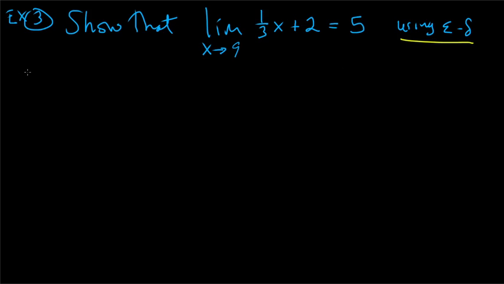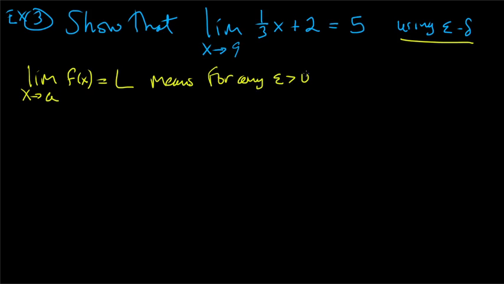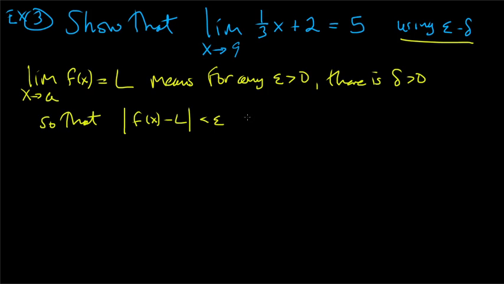Okay, so here's the definition. In fact, let me just write it down in general. The limit as x approaches a of f of x equals L. This means that for any given epsilon greater than 0, there is a delta also greater than 0, such that the absolute value of f of x minus L is less than epsilon whenever 0 is less than the absolute value of x minus a, which is less than delta.